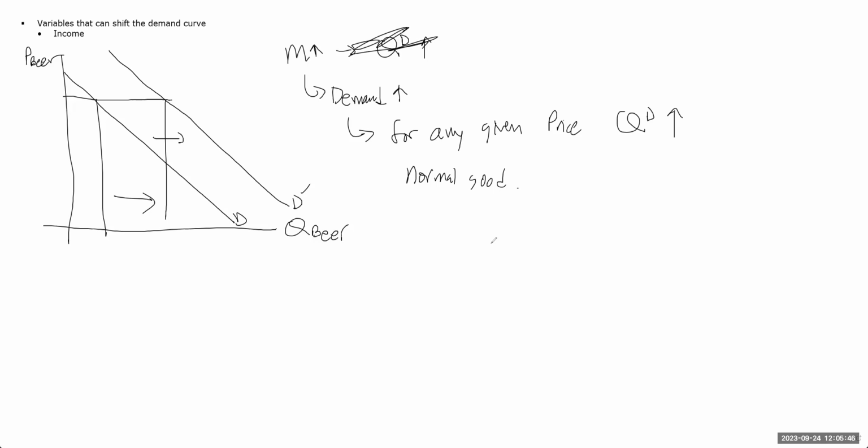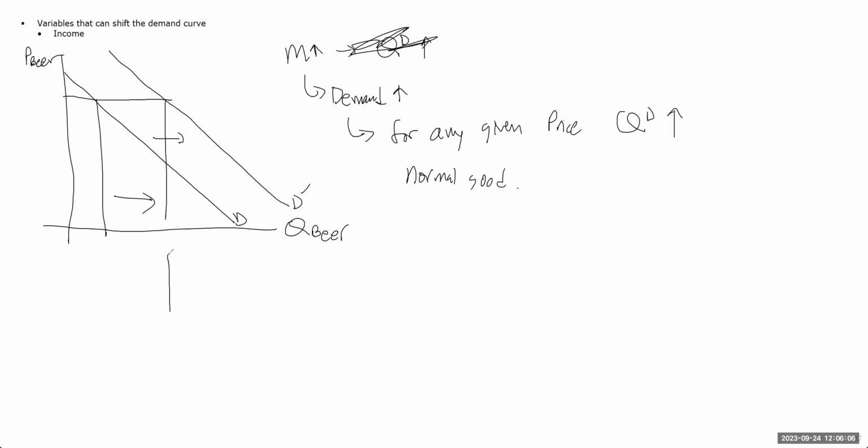Okay. And that should make sense. You win the lotto. You have an increase in income. You want to buy more Ferraris. Your demand for Ferraris should increase. Okay. So that's an example of a normal good.